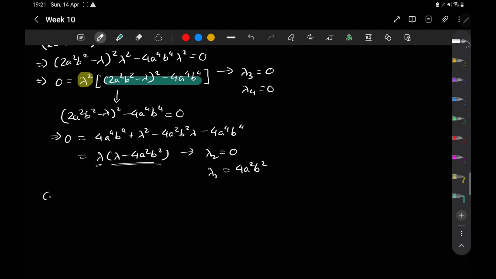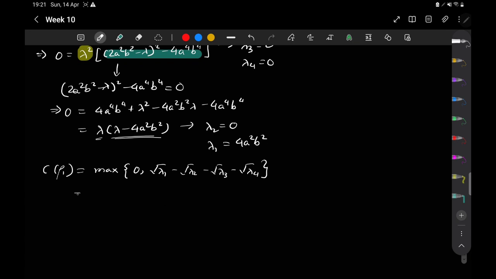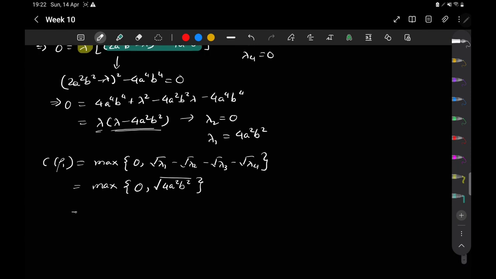Now the concurrence is defined as follows. Now lambda 2, lambda 3, lambda 4 all are 0. Only lambda 1 is non-zero. And clearly this is positive. So this gives me the concurrence as 2ab.